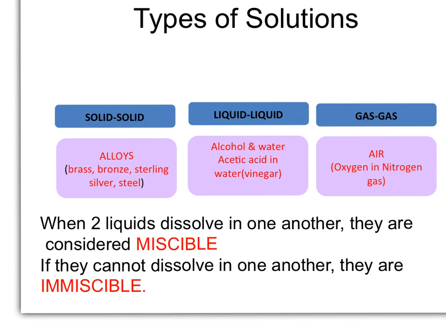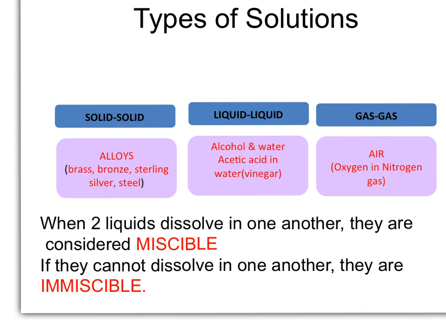We also have the liquid-liquid scenario: alcohol and water, or acetic acid and water, which is vinegar. And gas dissolving into a gas. The most common example there would be air. Since nitrogen gas is the major component of air, we say that other gases dissolve in it, so oxygen gas would dissolve in nitrogen gas.